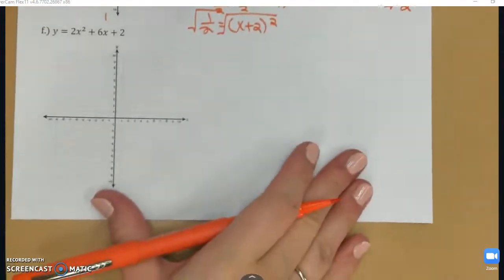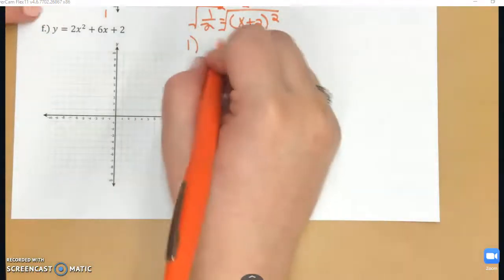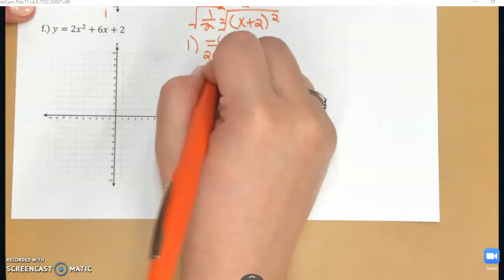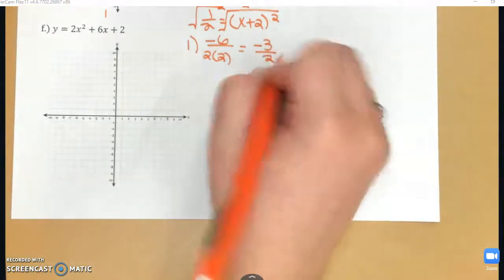Again, step 1 is going to be to find my vertex. I have it in standard form, so I have to use the vertex formula: -6 over 2 times 2. We're going to be dealing with fractions here. It's going to be -3 over 2.